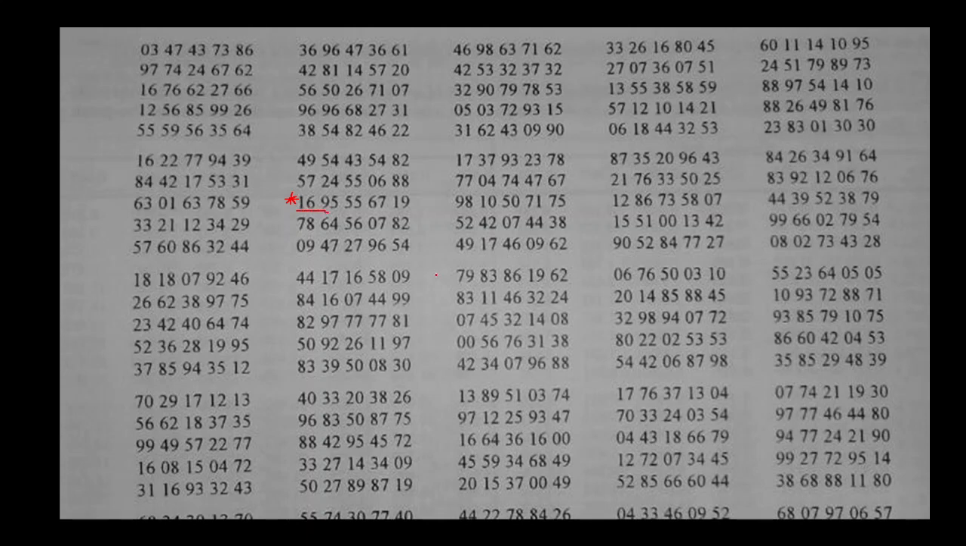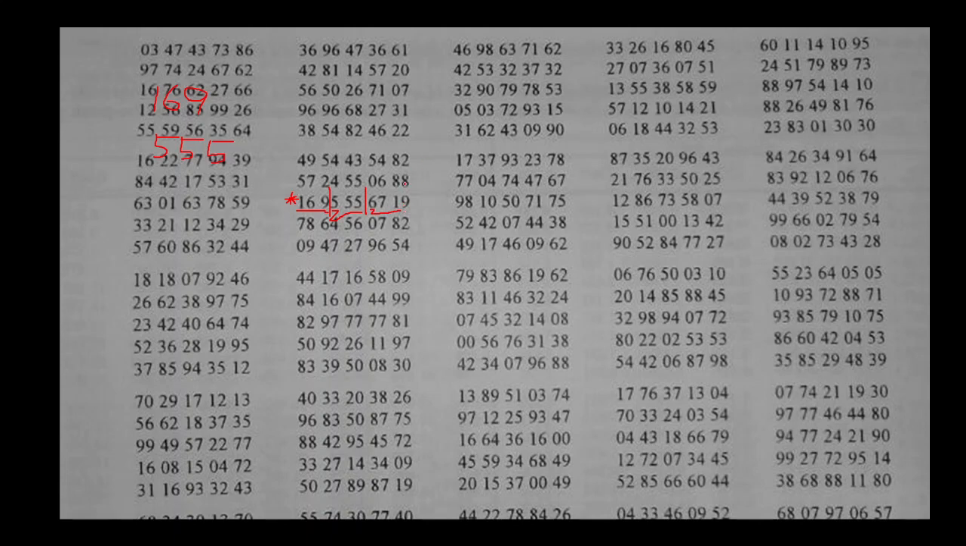So 169 is within 1 to 700, right? So your first number will be 169. The second one will be 555, so the second lucky number will be 555. Then you can go on to 679.